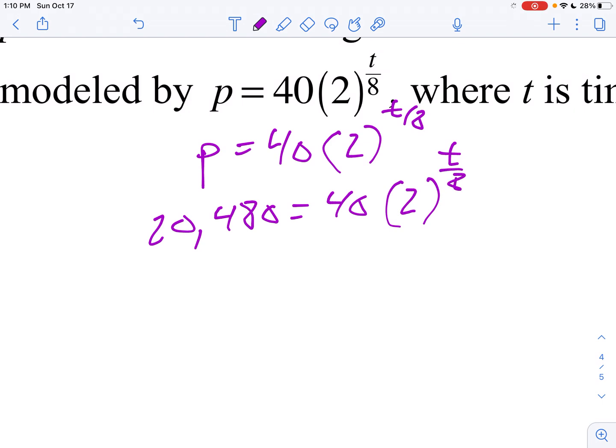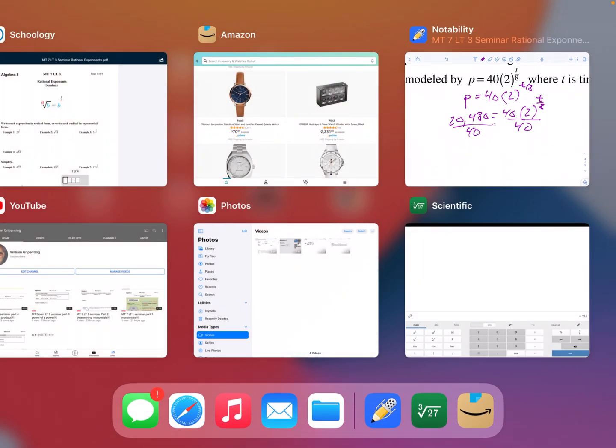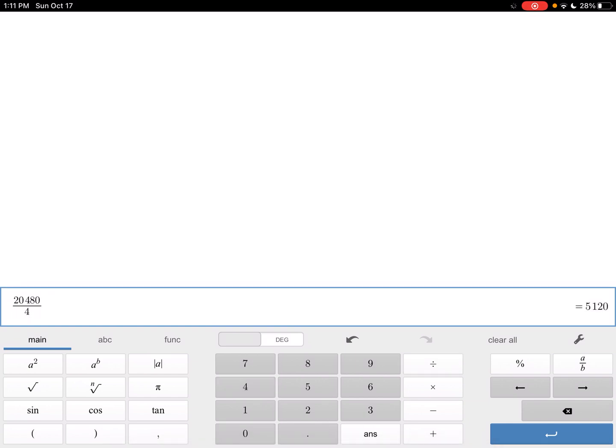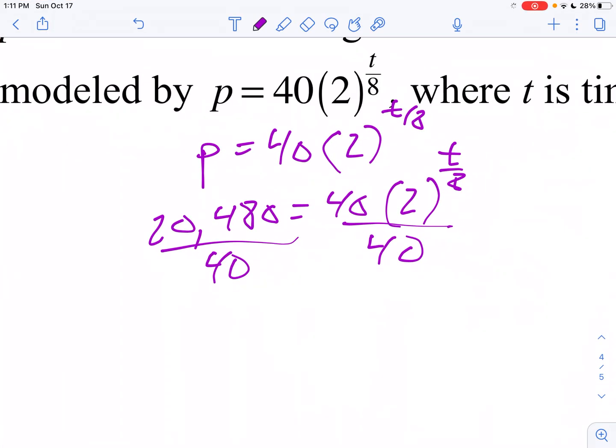Now, what I suggest you do is get the exponent, or the power, by itself. So I want to get rid of that 40. Right now, I'm multiplying by 40, so I'm going to divide both sides by 40. So I take 20,480 and I divide that by 40, and I get 512. So I get 512 equals 2 to the T over 8 power.